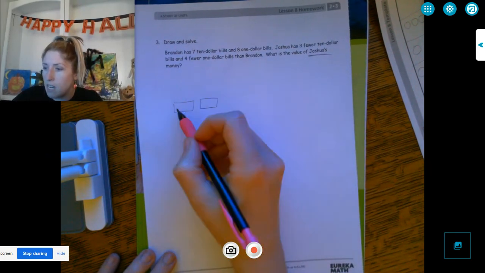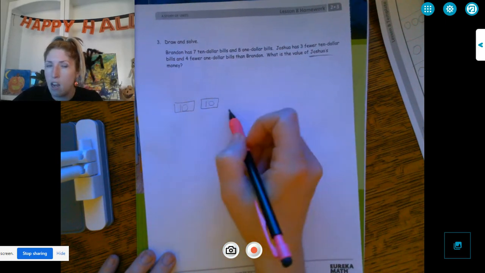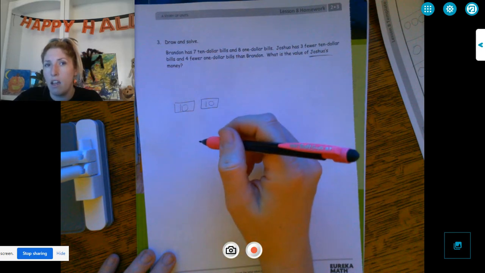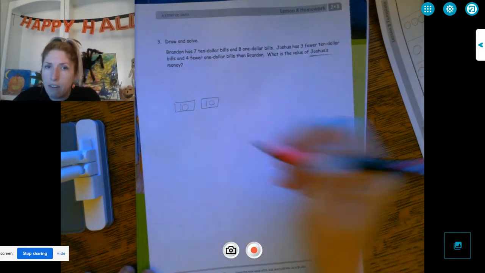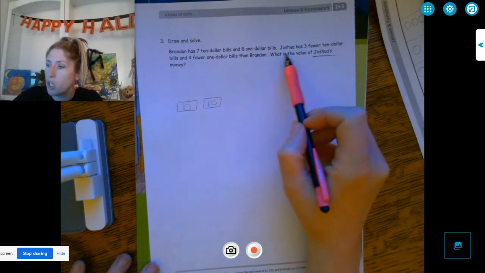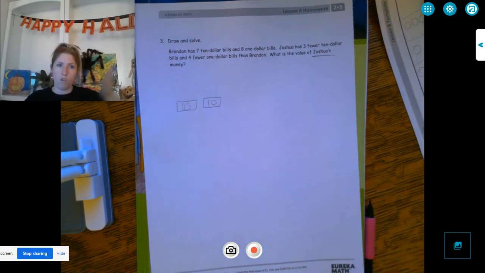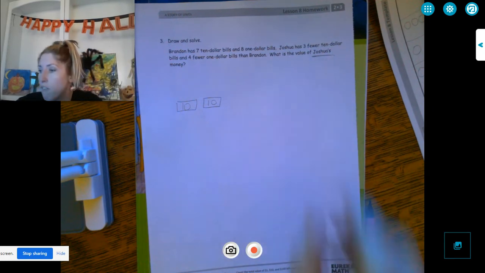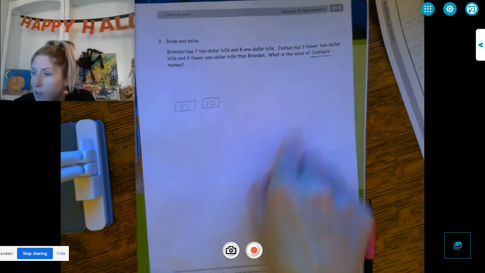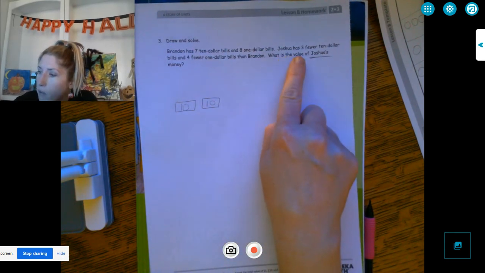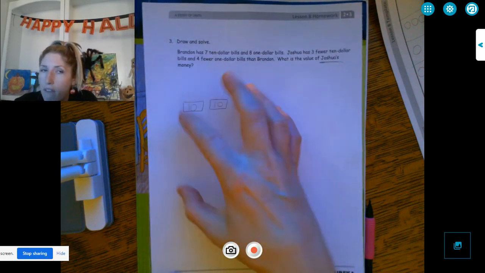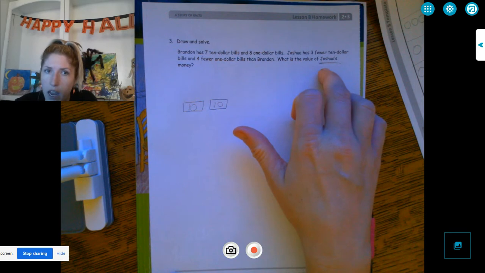It says he has 7 $10 bills. So you're going to write 10 on 7 of those little rectangles, and then you're going to write 1 on 8 of those little rectangles, okay? Then Joshua has 3 fewer. So are you going to cross some of them off or draw more? If he has fewer, you're going to cross some off. So after you draw all of Brandon's bills, you're going to cross off 3 of the $10 bills, and you're going to cross off 4 of the $1 bills and figure out how much money Joshua has, okay?